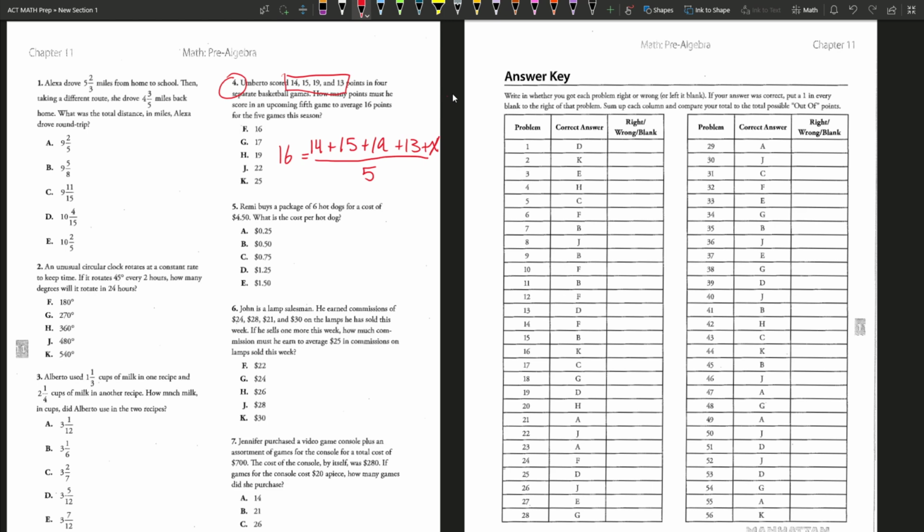Sure. What do you do? Yeah, so what do you get? So why would you get 25 on the bottom? Yeah, so you want to multiply by 5 on both sides. All right, and then when you do that, the denominator and that 5 cancel. So you get 16 times 5, which is 80.